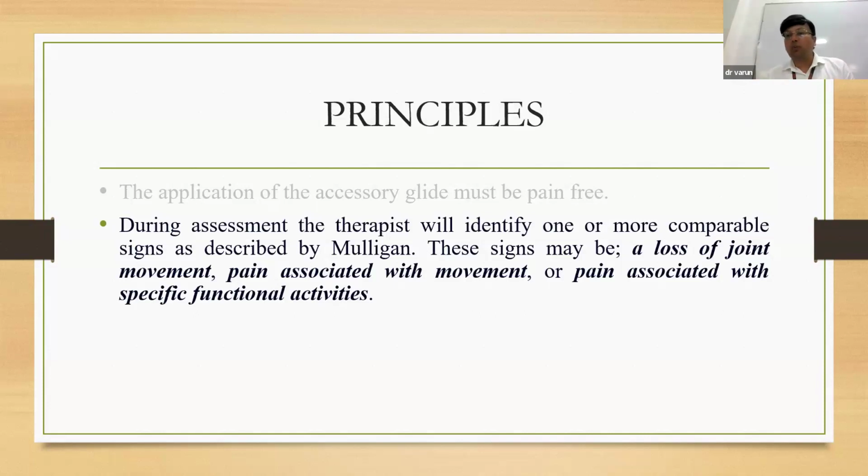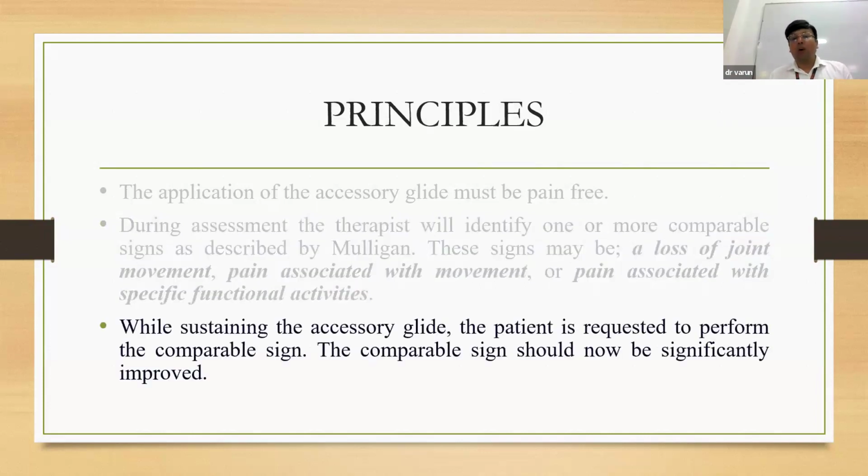First of all, we have to go for the whole assessment: which movements are restricted, and which movements are painful. Only then do we target the issues. And the last one: while sustaining the accessory glide, the patient is requested to perform a comparable sign. The comparable sign should now be significantly improved.